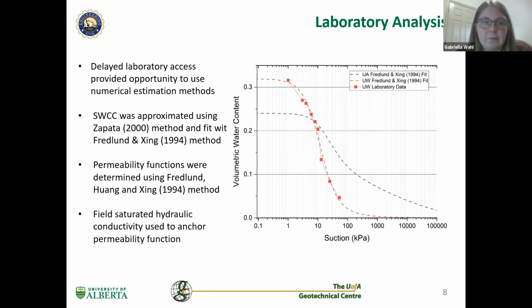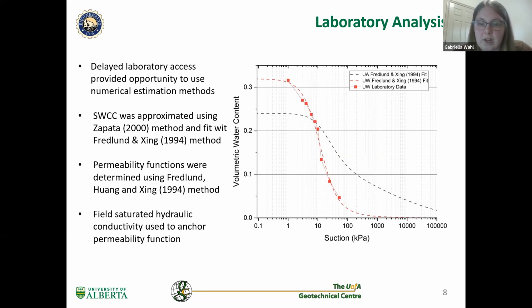And so in lieu of laboratory measurements of the saturated hydraulic conductivity for these materials, I actually anchored the permeability functions using field saturated hydraulic conductivities. And this might actually be a more representative measure of the degree of saturation that can be achieved in the field in comparison to lab measurements derived from laboratory settings of saturation.